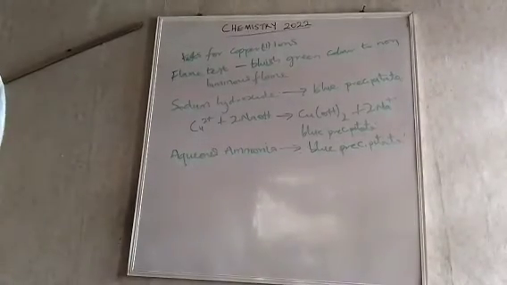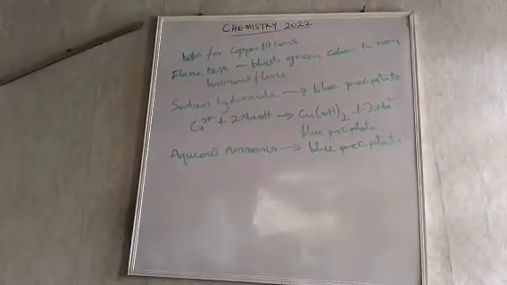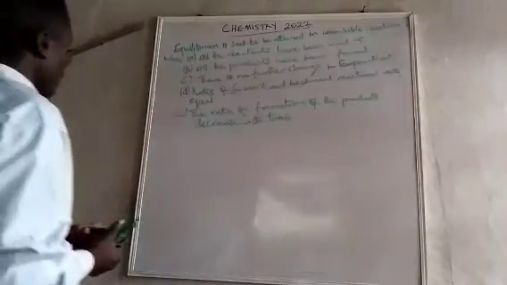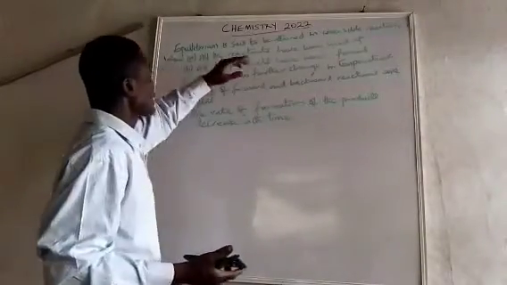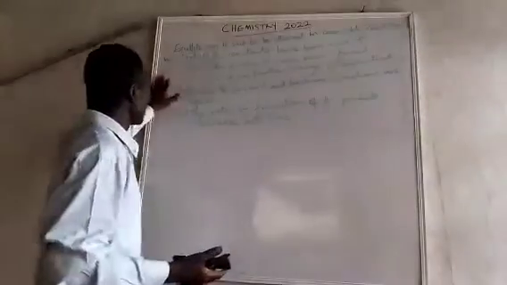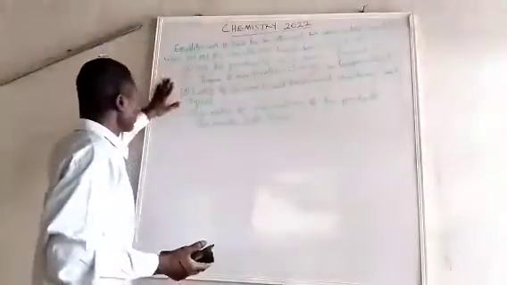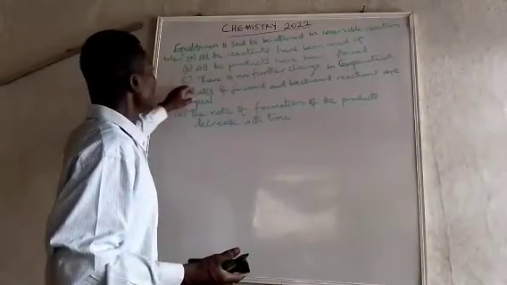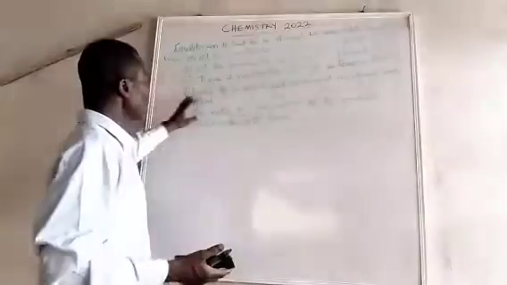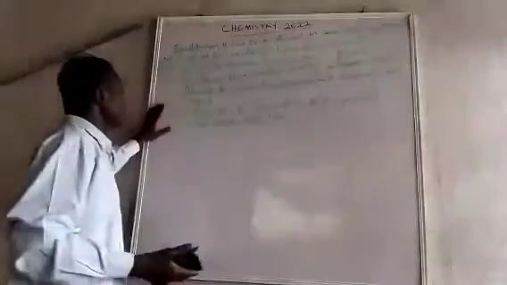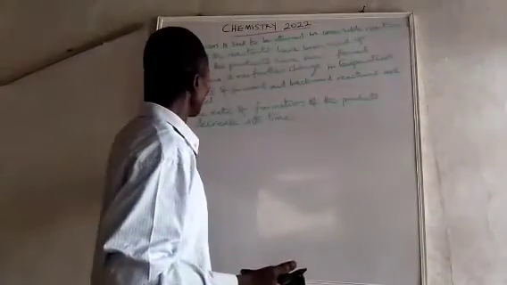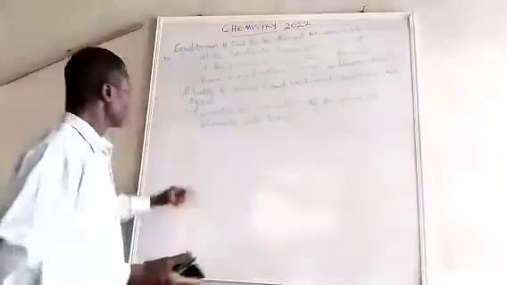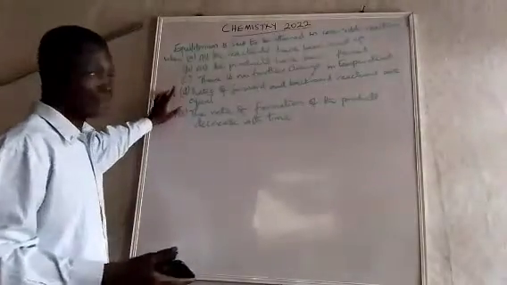Please don't joke with what I've told you now. Let's go to the second question. Equilibrium is said to be attained in a reversible reaction when: A. All the reactants have been used up. B. All the products have been formed. C. There is no further change in temperature. D. Rate of forward and backward reactions are equal. E. The rate of formation of the product decreases with time. This D is the answer.